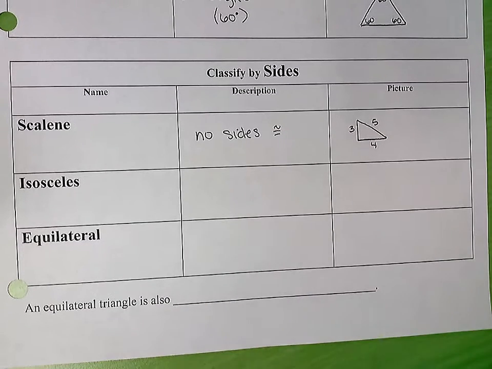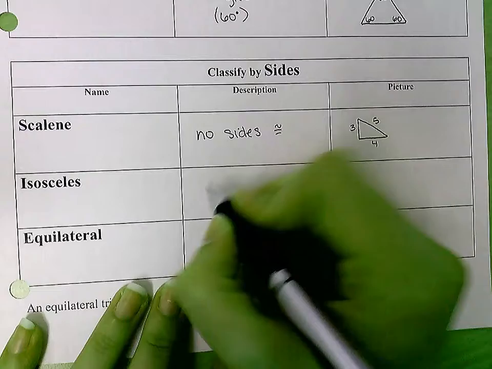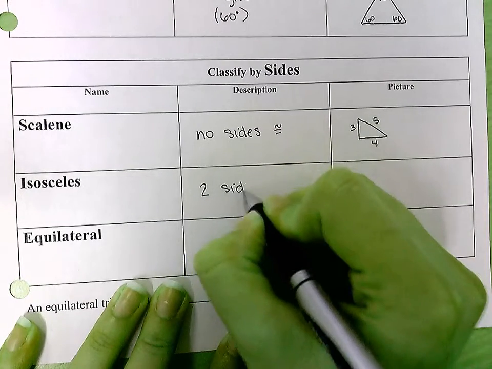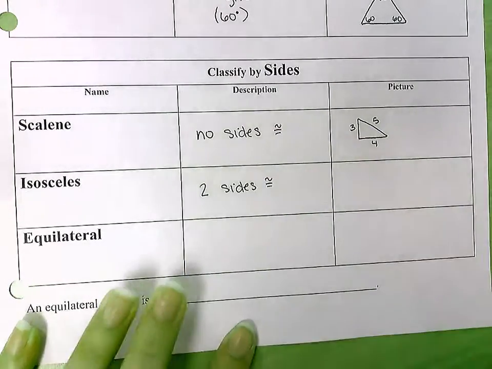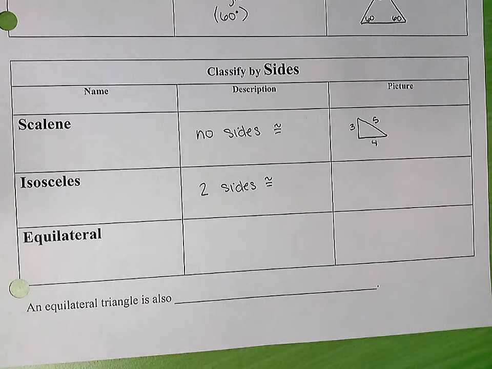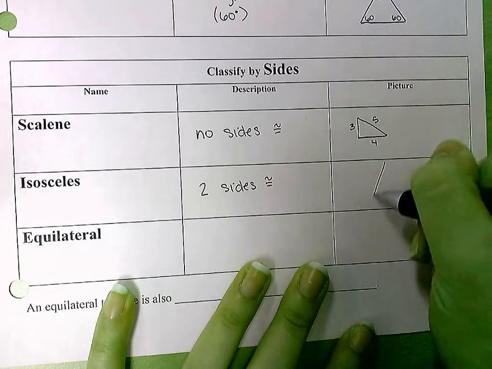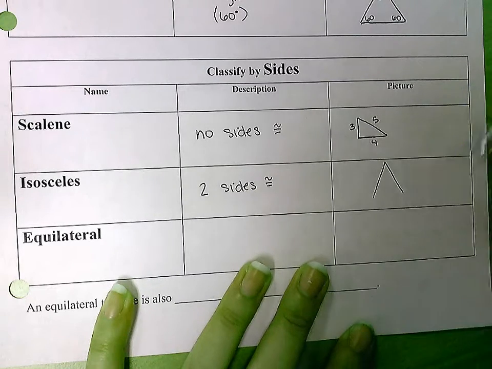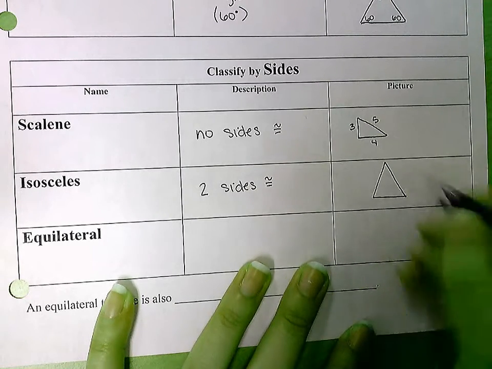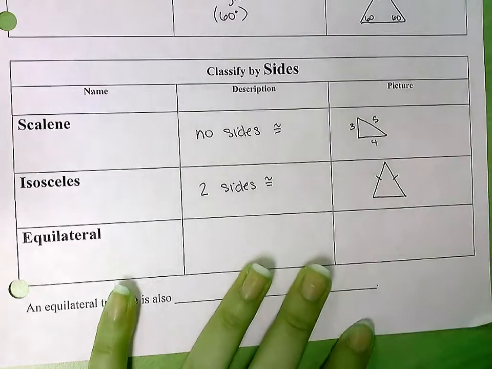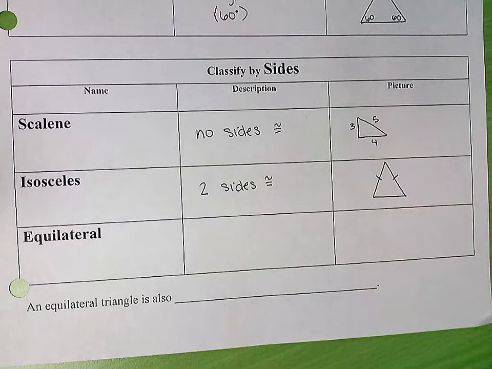The next type is isosceles. 2 of your sides are congruent, so 2 of those sides will be equal to each other. I'm going to use these dash marks. Those dash marks within those sides mean they are congruent. If they have the same number of dashes, those sides would be congruent to each other.